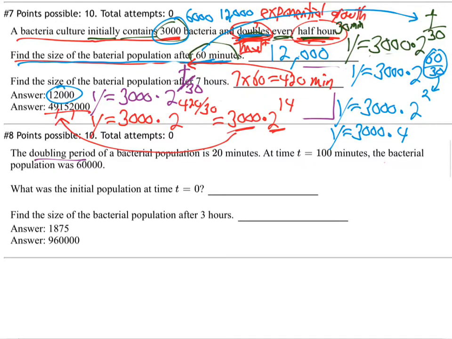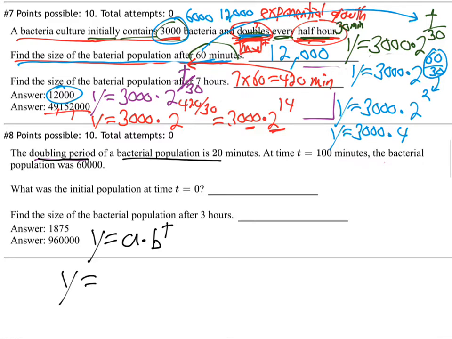Okay, let's go to number 8 now. Problem number 8. So, on question number 8, it's going to be the same kind of thing. The doubling period of a bacterial population is 20 minutes. So what does that mean? We're going to use the same kind of formula. It's going to be y equals a times b to the t, but in specific, they're telling us A is always going to be the starting amount.